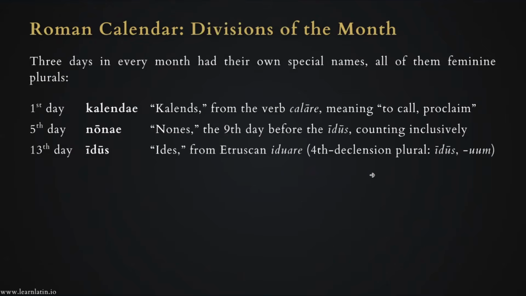The division of the month, and this is the tough part in a sense. So pay attention to this. 3 days in every month, all of them, by the way, had their own special names. All of them are feminine plurals. And what are those 3 days? The first, the fifth, and the 13th. The first is called kalendae. Kalendae, you see, feminine plural, first declension. Calends, we could translate.